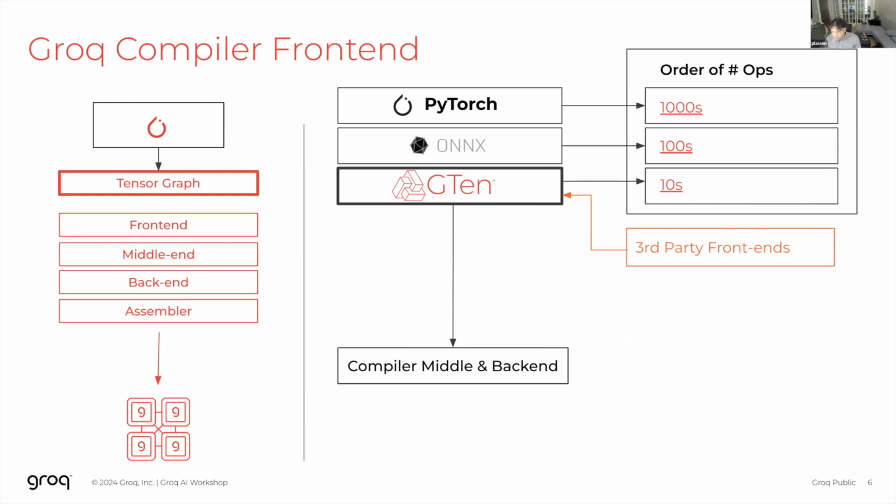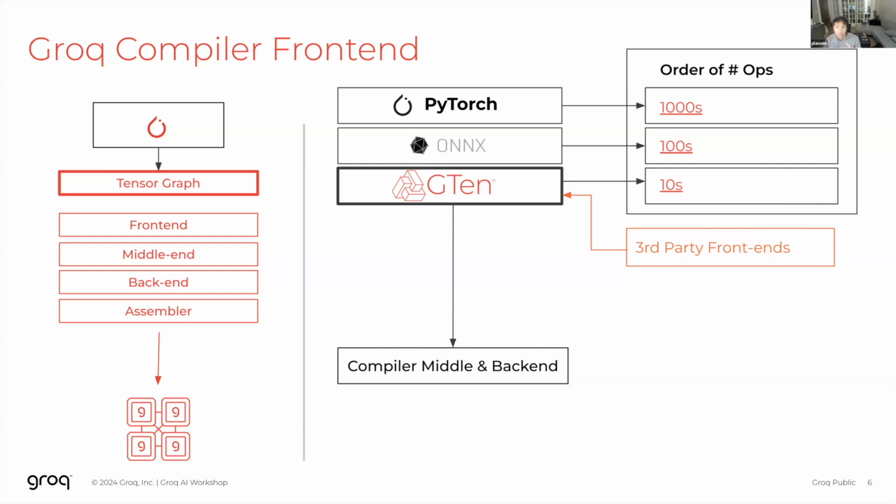From here, I'll talk about the front end. Most commonly, an ML program will be written in PyTorch. You express some linear algebra operations you want to execute to do some ML task. And then PyTorch's internal representation of this is some high-level tensor graph. PyTorch has thousands of these operations. G10, on the other hand, has tens of these operations.